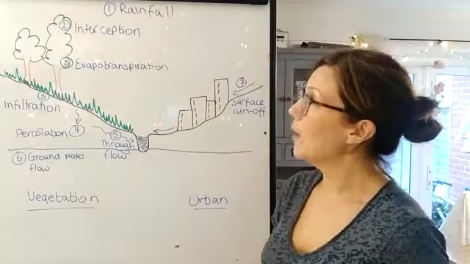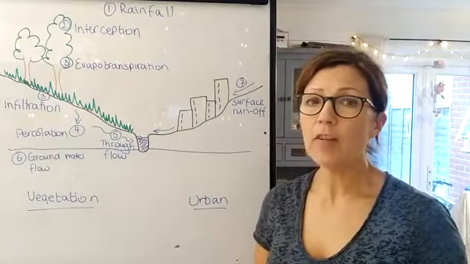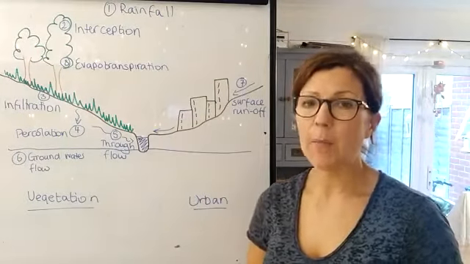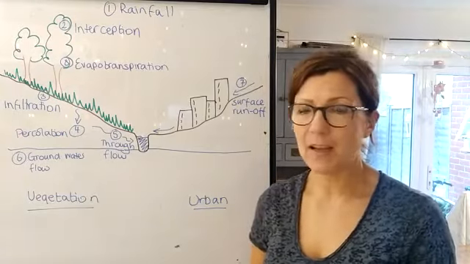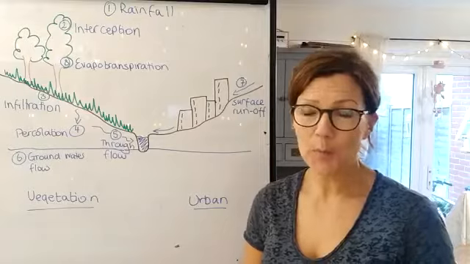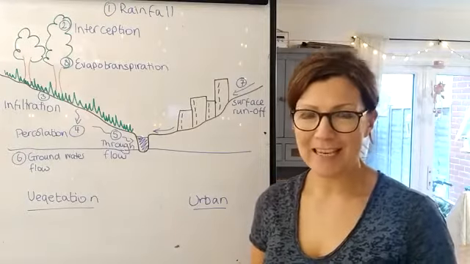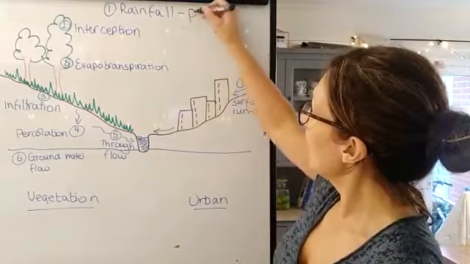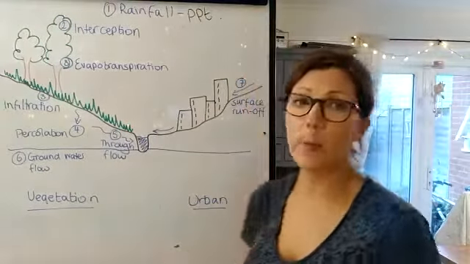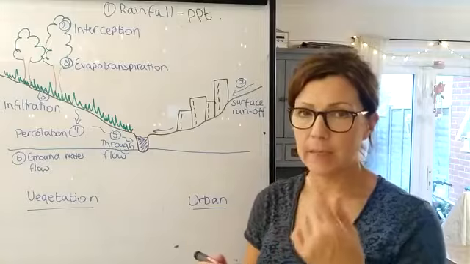So number one, here we've got rainfall, and we often call rainfall precipitation, and we need to call it precipitation because rain isn't the only thing that falls from the sky. We've got snow, we've got hail, we've got sleet, that kind of thing. So we can often call it precipitation, and you can often see this abbreviated in geography to PPT, precipitation. So we need to be aware of that.